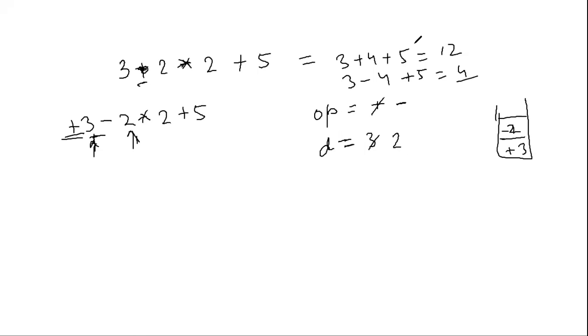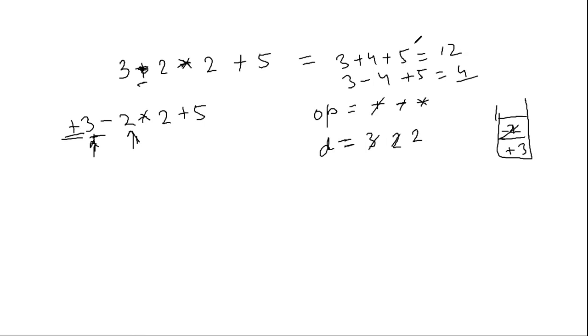Then we got the next operator as multiplication. Update the operator as multiplication. Then we find the next digit, which is again 2. In this case, as soon as we find the digit, we will pop out the previous digit from the stack. -2 is popped out.